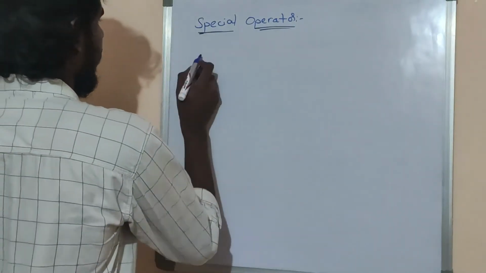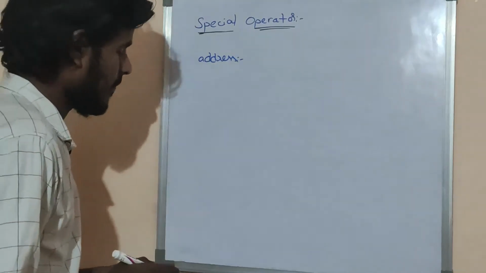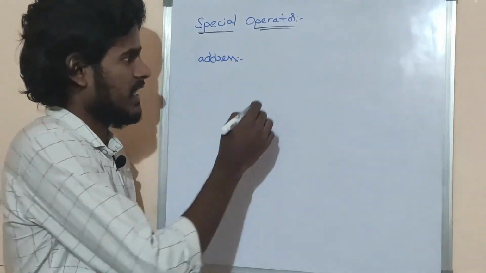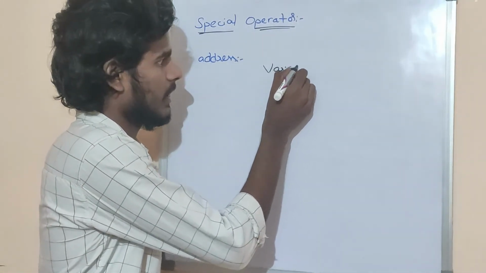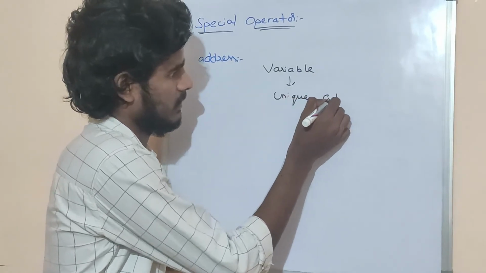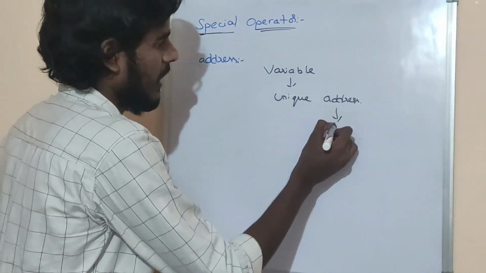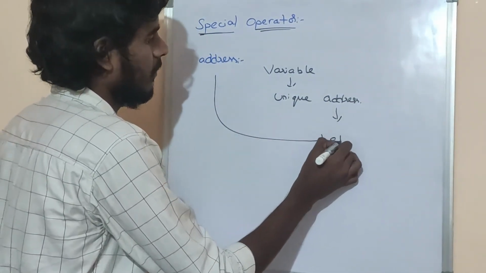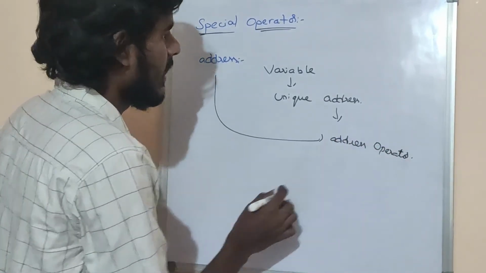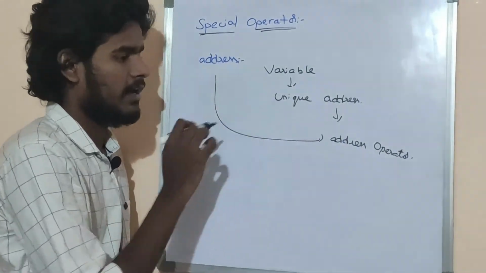Address operator. What is next? Address. Okay, every variable has a unique address. To get that address, we have to use the address operator.